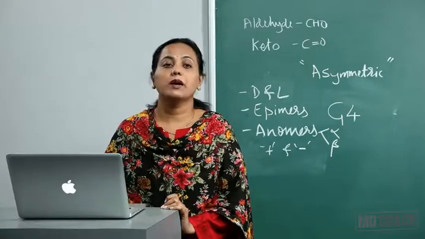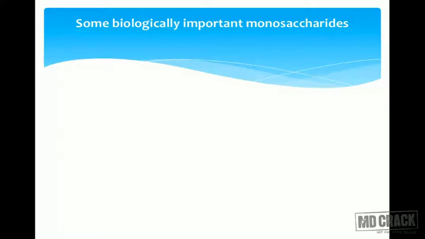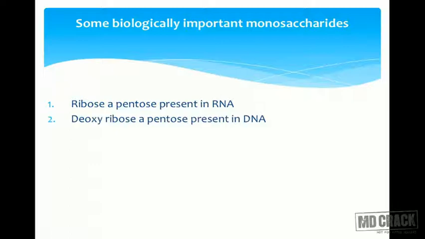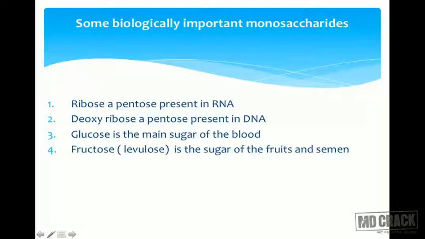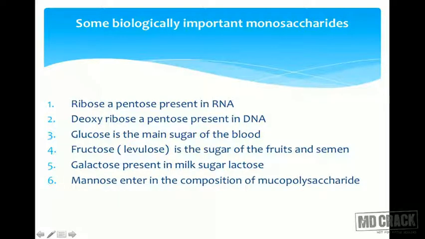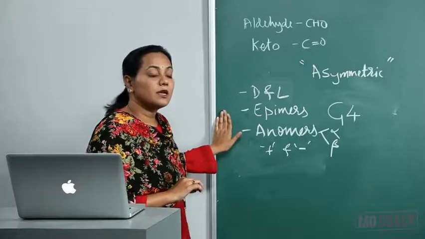We go ahead with some biologically important monosaccharides. I just want you to look at this table. Important monosaccharides. Ribose is a pentose which is present in RNA. Is it only in RNA? Deoxyribose is a pentose which is present in DNA. Glucose is the main sugar of the blood. Fructose or levulose, because it is levorotatory, is the sugar which is present in fruits and semen. Galactose is present in milk sugar lactose. Mannose enters in the composition of mucopolysaccharides. This is regarding the isomerism in monosaccharides.